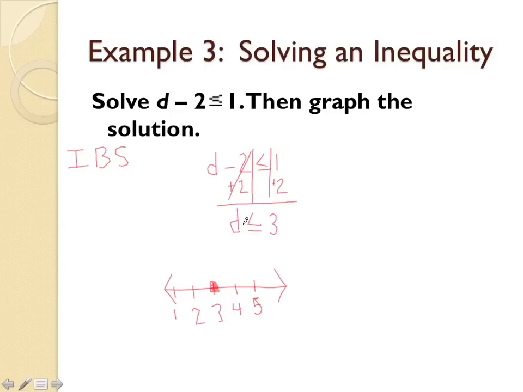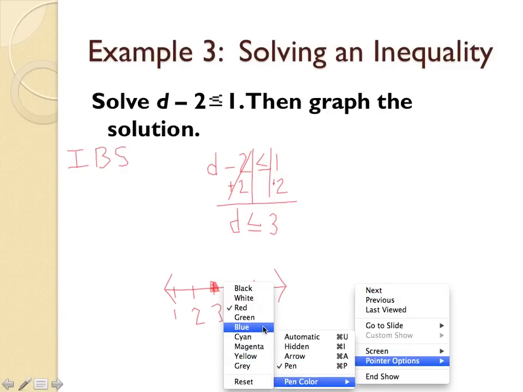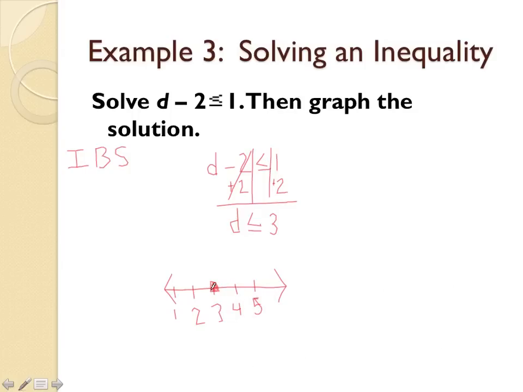So since my inequality sign is pointing to the left, that's the part that I need to shade, and it probably would show a little bit better if I pick a different color. So let's pick blue. I'm going to shade this part of my number line. And that means that any number on this side of the number line would make this inequality true. d is less than or equal to 3.